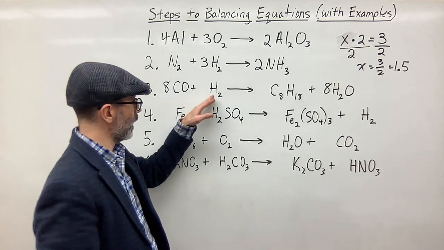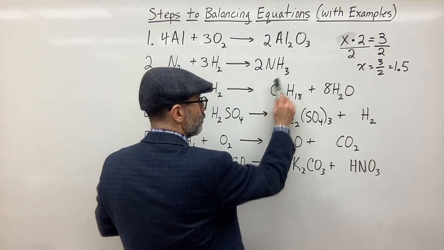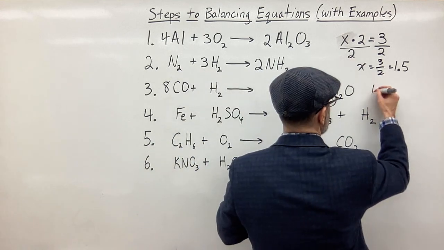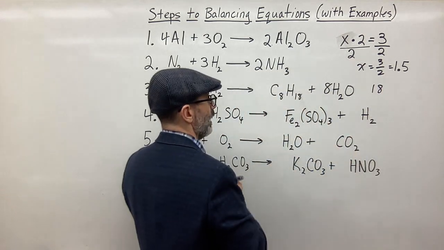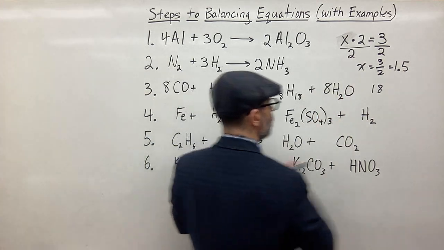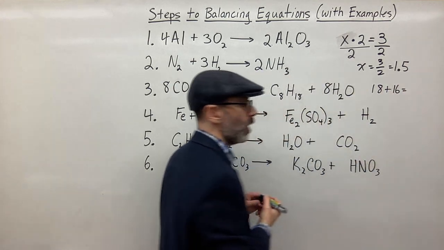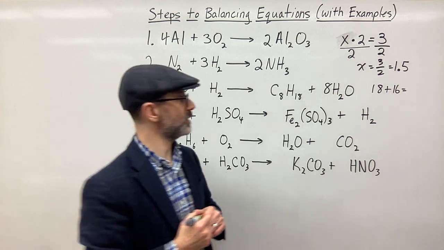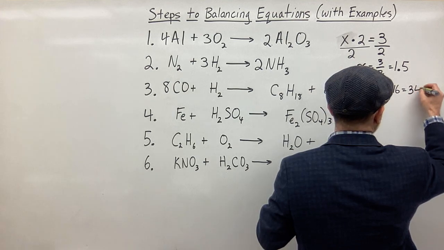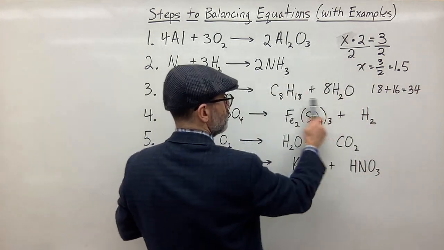So here I have 2 hydrogen. How many hydrogens do I have on this side? I have 18 from this molecule. 1 times 18 is 18. So I got 18. And then I have 8 times 2 is 16 from the water. So I'm going to add 16, and that's going to equal what? So 18 plus 16 gives me 34. So I have 34 hydrogens on this side.